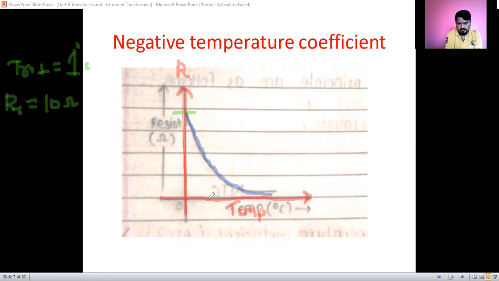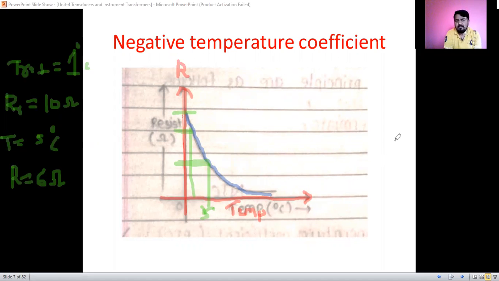Now the temperature increases. At the reference temperature, resistance is 10 ohm. Suppose the temperature increases to 5 degrees Celsius. I will consider T equal to 5 degrees Celsius. So here, tell me, at 5 degrees Celsius the resistance is decreased or not? Decreased, no? So I will consider R equal to 6 ohm.